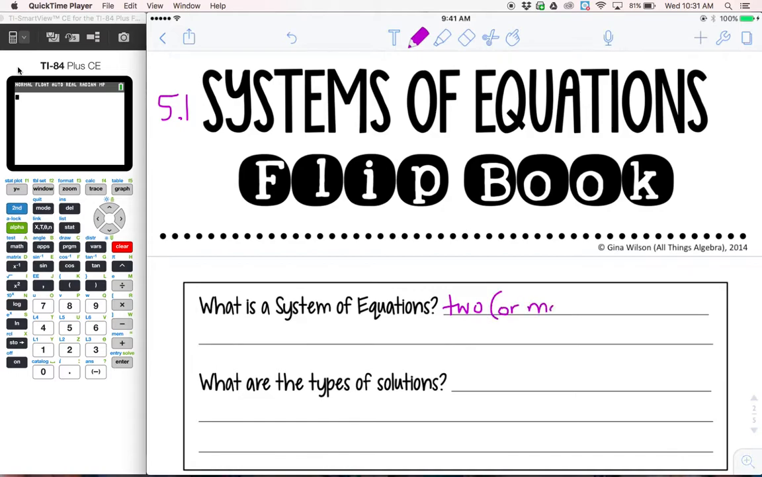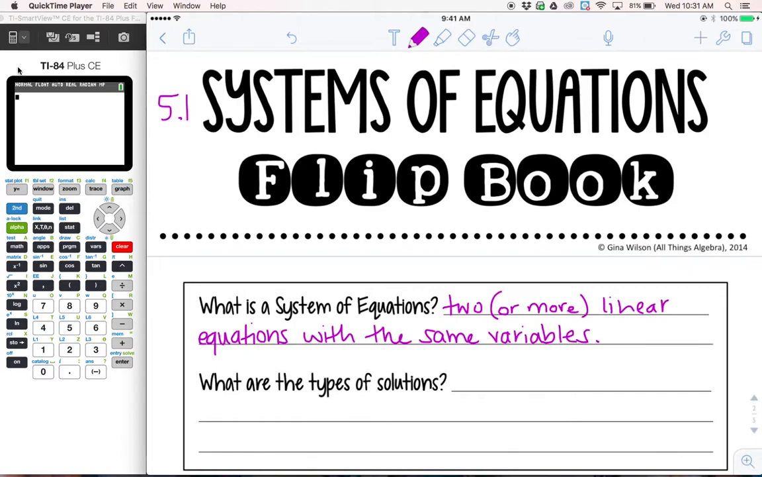So two or more linear equations with the same variables. And we will get into these systems in a lot of detail as we move forward.